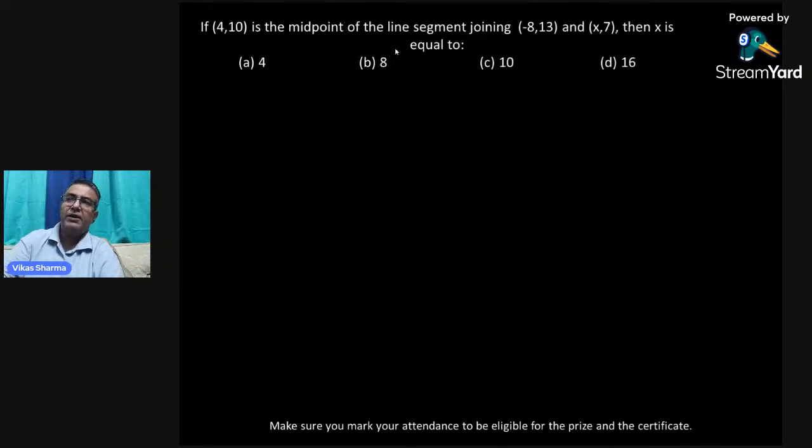So 4, 10 is the midpoint of the line segment joining these 2 points, which are minus 8, 13 and x, 7. Then we have to find the value of x. So like Bhishmesh was saying, is the midpoint formula coming? Yes, Bhishmesh, it is coming, and this is a question related to the midpoint formula only.